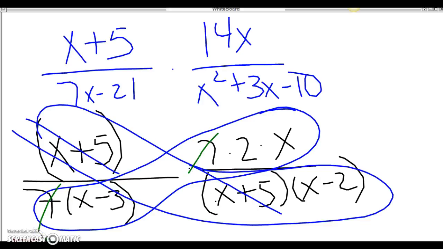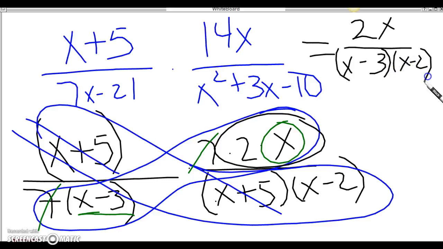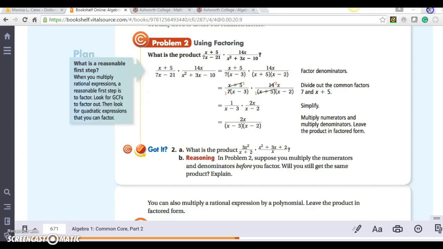Now I can't cross out this x with this x because this x is connected to this x minus 3. So there's nothing alike. So my final solution when I multiply everything across, I'm left with just 2x at the top and x minus 3 times x minus 2 in my denominator. And that's the same thing they got here.